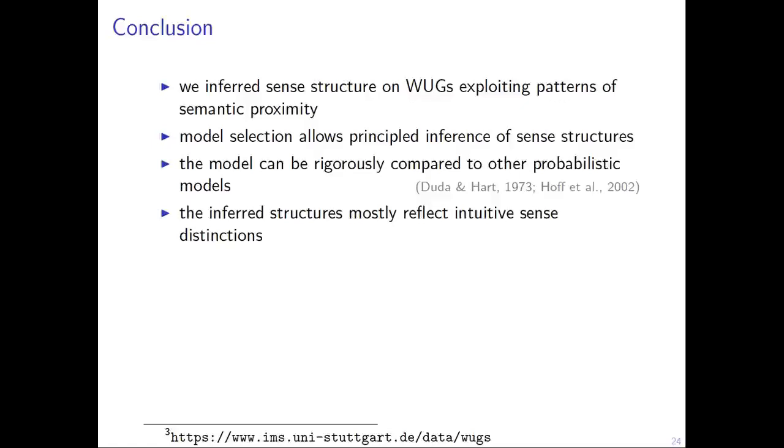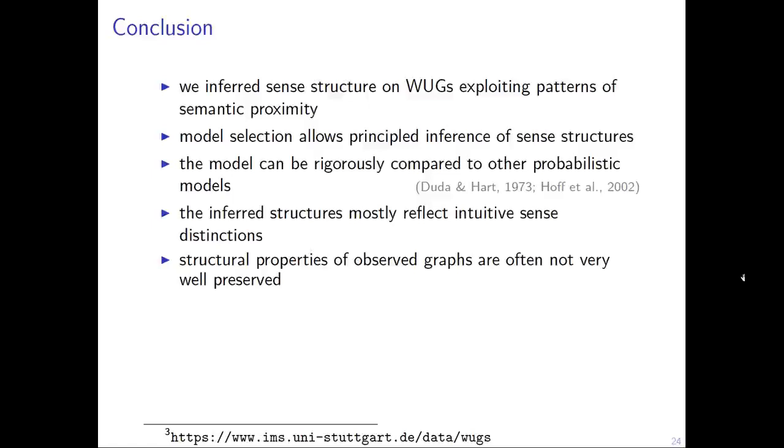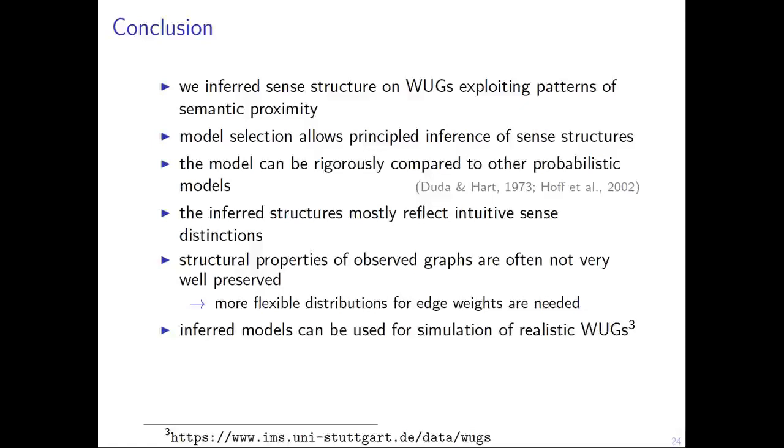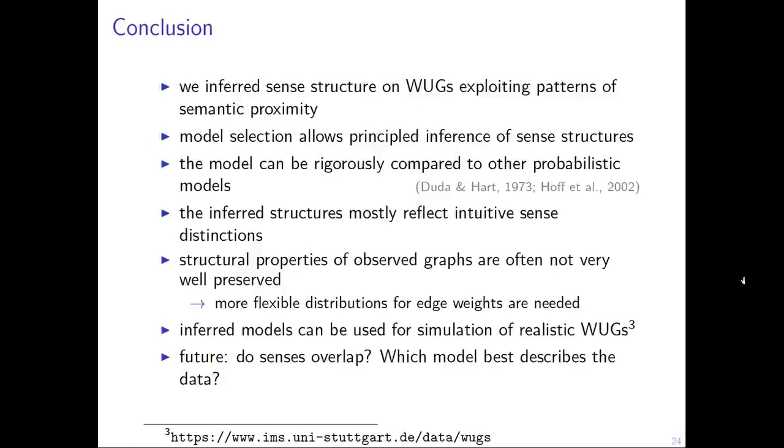The inferred structures mostly reflected intuitive sense distinctions. However, the structural properties of the observed graphs were not always very well preserved. We concluded that we need more flexible distributions for edge weights to solve this problem. The inferred models can now be used for simulation of realistic word usage graphs. In the future, we want to compare models which allow sense overlap, block overlap, to models which do not allow block overlap.